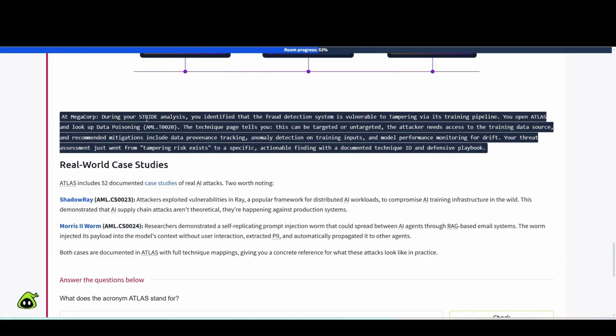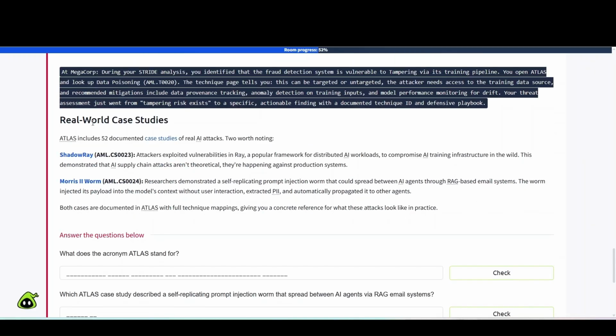At Megacorp, during your STRIDE analysis, you identified that the fraud detection system is vulnerable to tampering via its training pipeline. You open Atlas and look up data poisoning, AML.T0020. The technique page tells you this can be targeted or untargeted. The attacker needs access to the training data source, and recommended mitigations include data provenance tracking, anomaly detection on training inputs, and model performance monitoring for drift. Your threat assessment just went from "tampering risk exists" to a specific, actionable finding with a documented technique ID and defensive playbook.